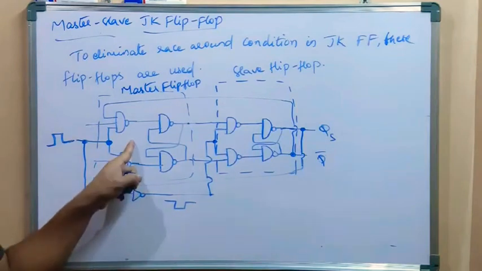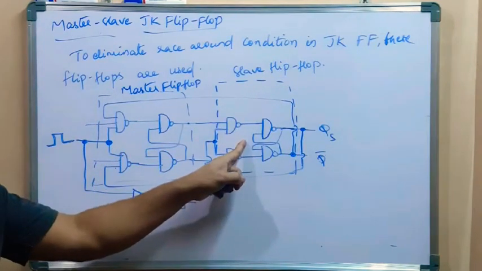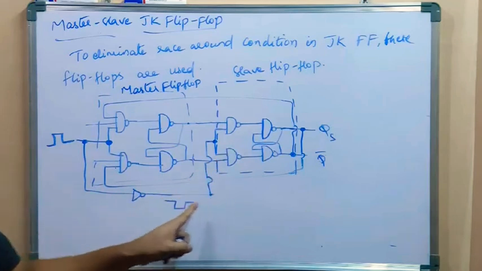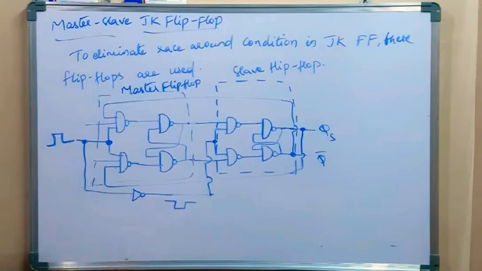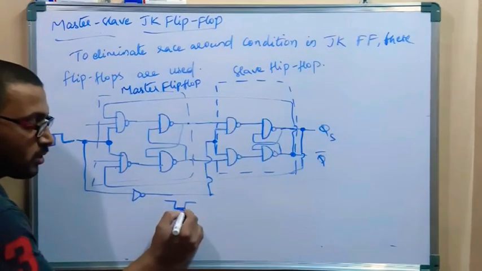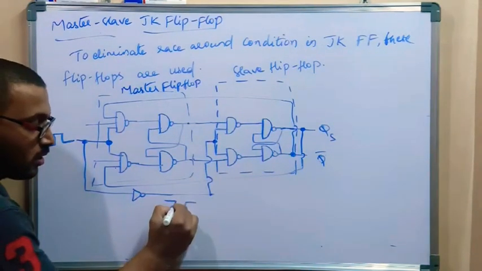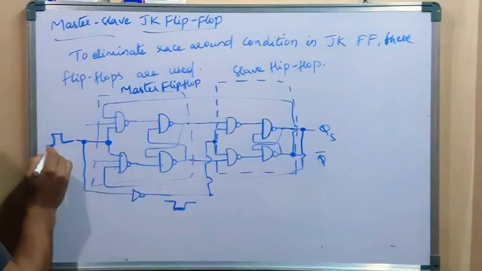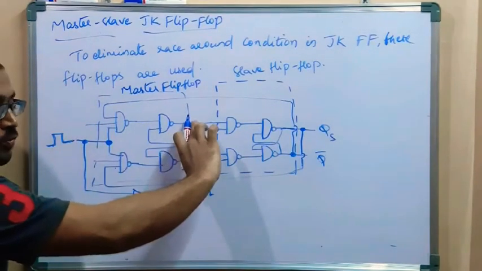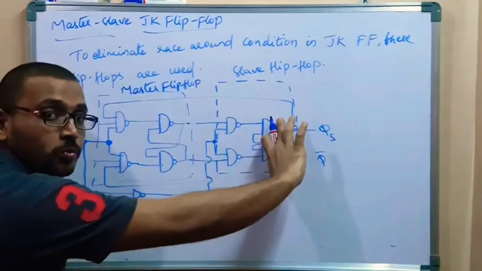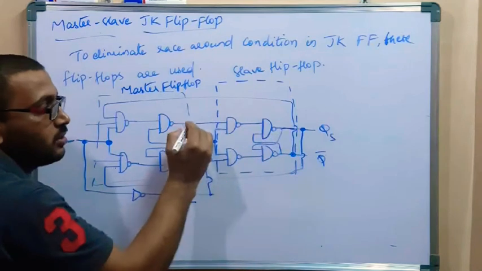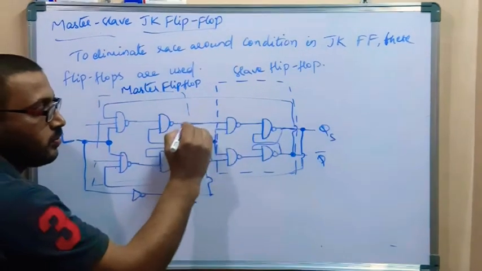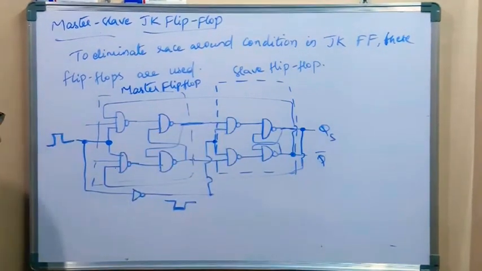So when master is active, slave is inactive, because this flip flop is active when there is a clock pulse. So the clock pulse for this flip flop is 0. When clock pulse is 1, there is an output from the master, there is no output from slave. The slave copies the output of the master as it is. Is this clear? I will draw the outputs.